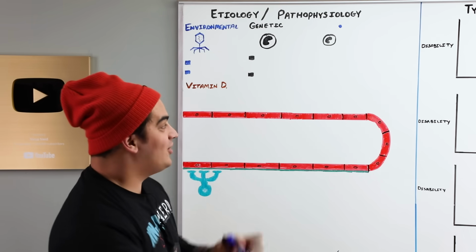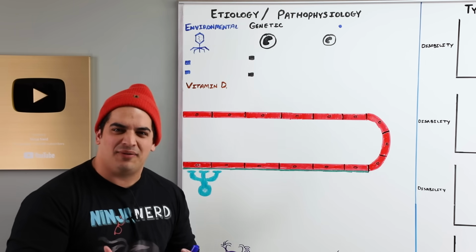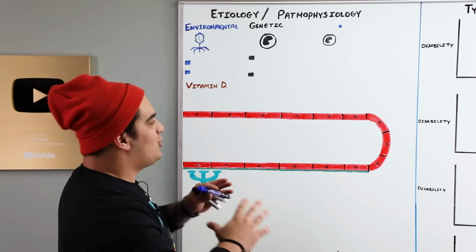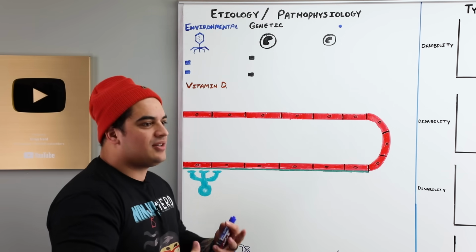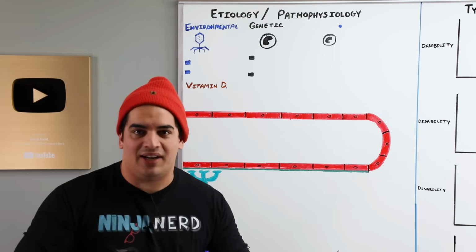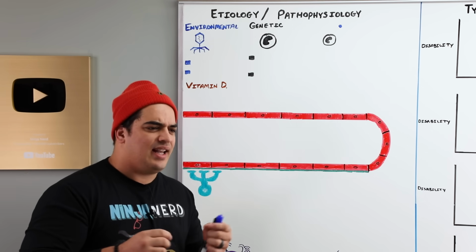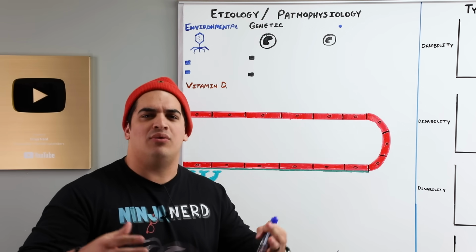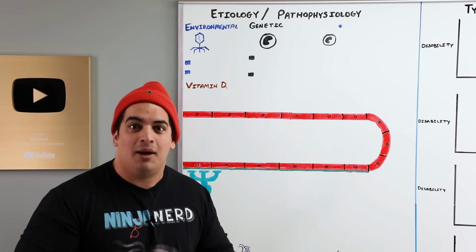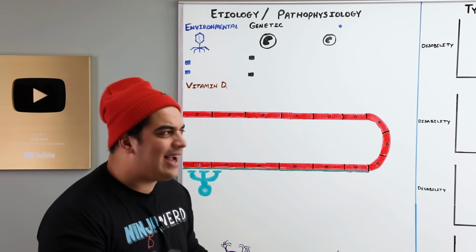All right, Ninja Nerds, so let's start talking about etiology and pathophysiology of multiple sclerosis. First thing, when we talk about multiple sclerosis, there's no completely defined causes, but what we do know is that it is a particular type of autoimmune disorder. It's a type 4 hypersensitivity, meaning it's a cell-mediated type of reaction.